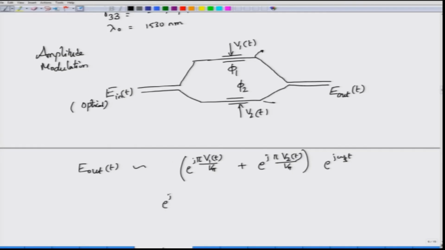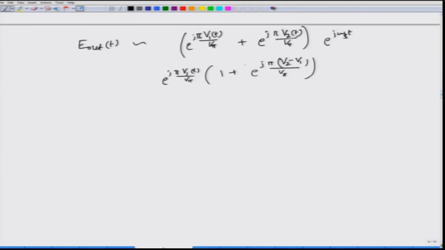Now, what we normally do is we take e power j pi V1 of t by V pi as common, and end up with e power j pi (V2 minus V1) divided by V pi, okay. Then we also take this (V2 minus V1) pi outside, so that I have e power j pi V1 of t by V pi, and then there is also e power j pi by 2 V pi times (V2 of t minus V1 of t), okay. This is all common, and inside what you will get is cos pi (V2 of t minus V1 of t) divided by V pi.